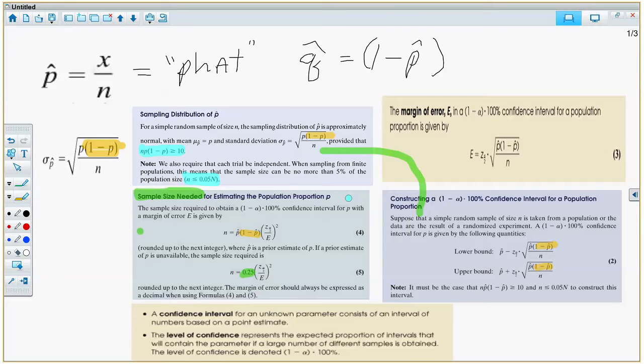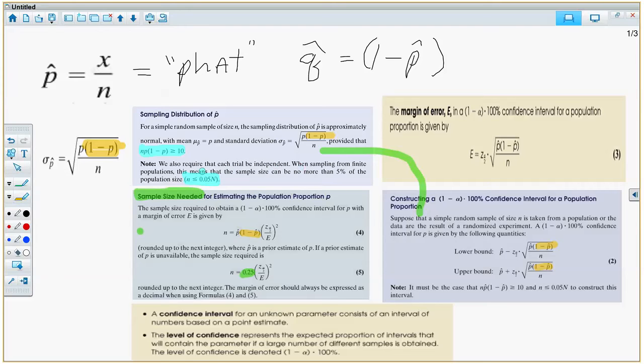I want you to do the testing for that same problem that we just did using those two formulas. And I also want you to read that part right here. It says, note, we also require blah, blah, blah when sampling. It's a kind of a test that they give you, so you might get a question that says, show that the sample distribution is valid or something like that.